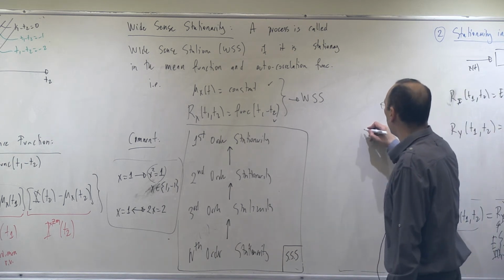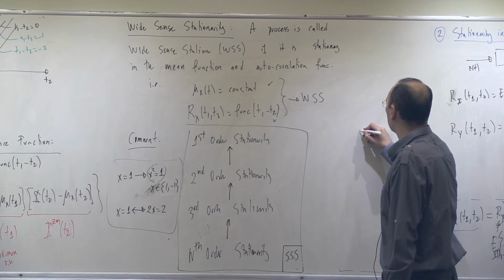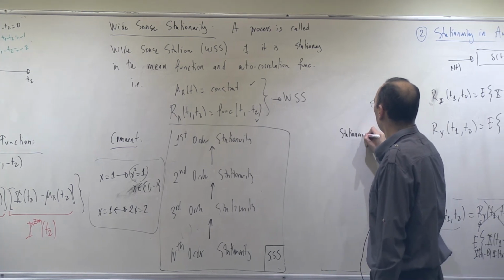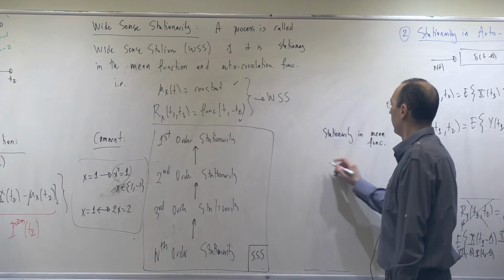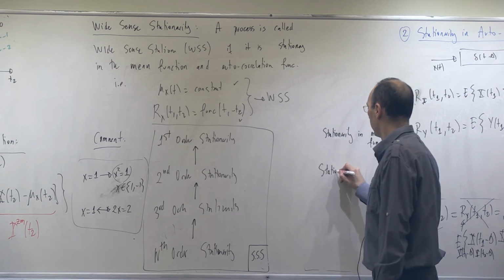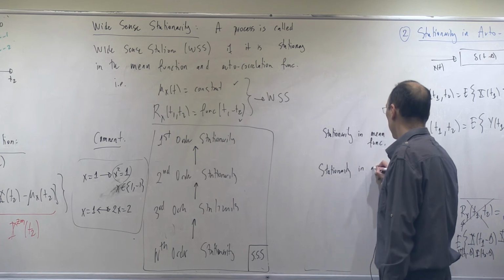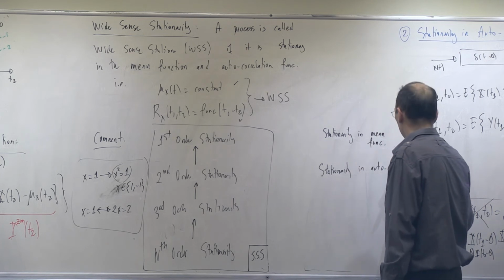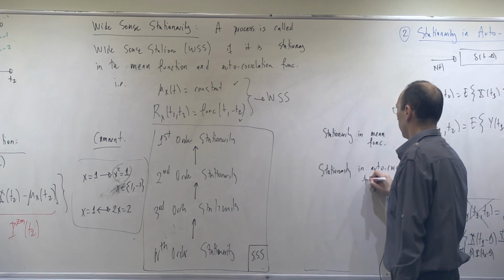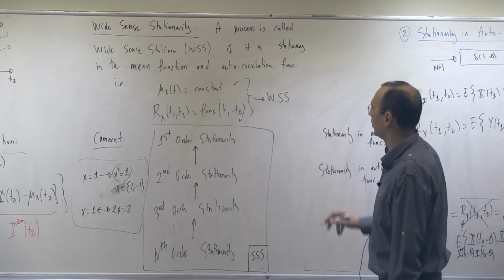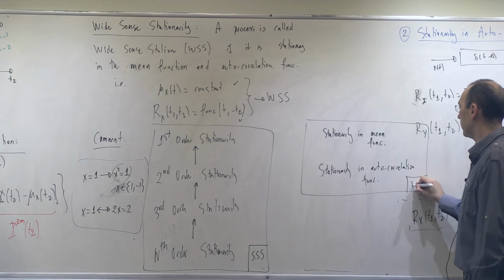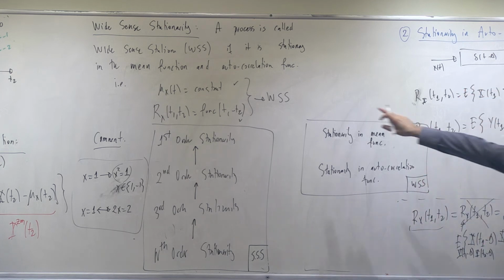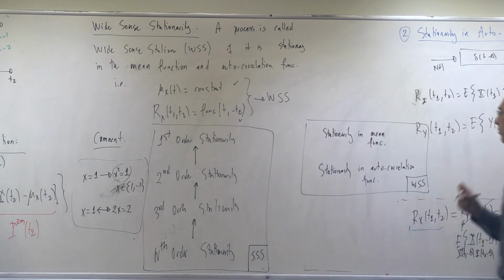Okay. So how about this? If I have stationarity in mean function, stationarity in autocorrelation function, so how about these parts? If I satisfy these two, then this would be wide sense stationary, am I right? Wide sense, this definition. If you satisfy stationarity in mean function and stationarity in the autocorrelation function, I have that.